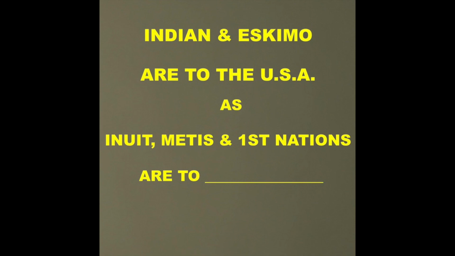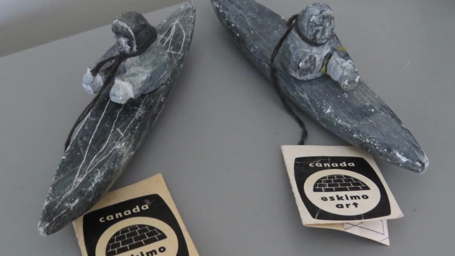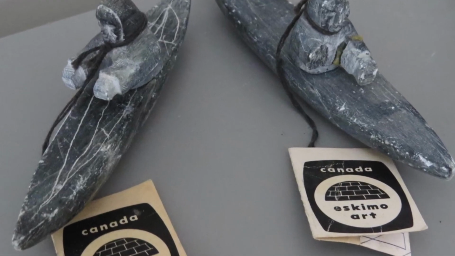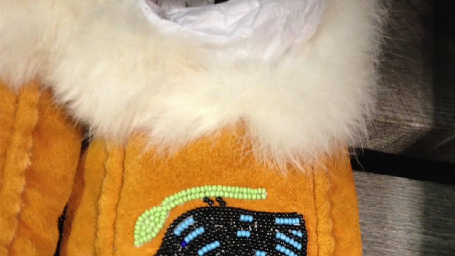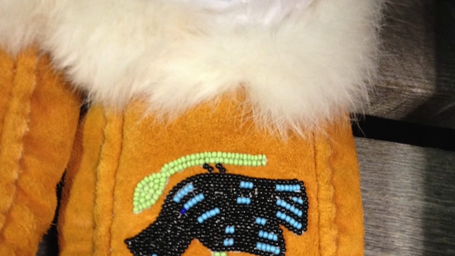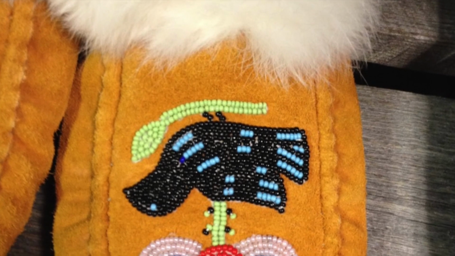Here's another one on an indigenous theme. Indian and Eskimo, those words, are to the USA as Inuit, Métis, and First Nations are to. So see if you can see the parallel there. Here are some stone carvings done by Inuit people, and this is a traditional dress of some Métis people, and this is some moccasins done by some First Nation folks.